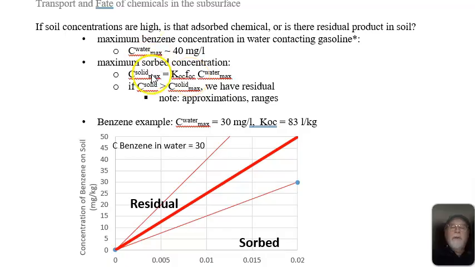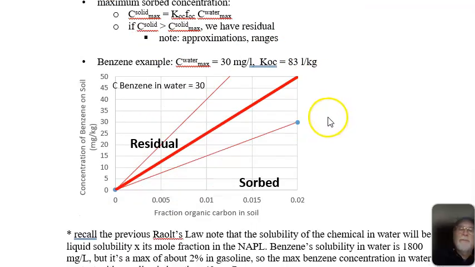If we take 40 milligrams per liter, I just took a real high number here, we can say that's the maximum the water concentration will be. So if we have an accurate estimate of the organic carbon on a soil, we can know what the maximum adsorbed concentration would be. If our lab comes back and our concentration on the soil is much higher than that, it's probably not just adsorbed to the soil. It's probably got some drops of residual in there, some little smears of residual in there.